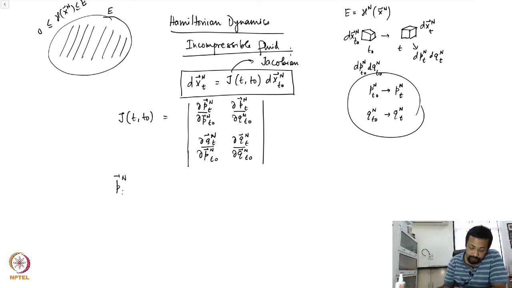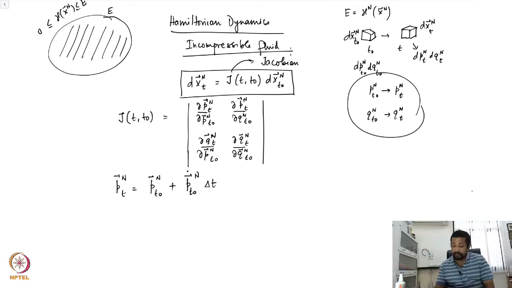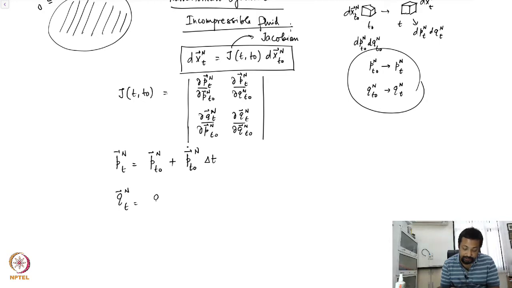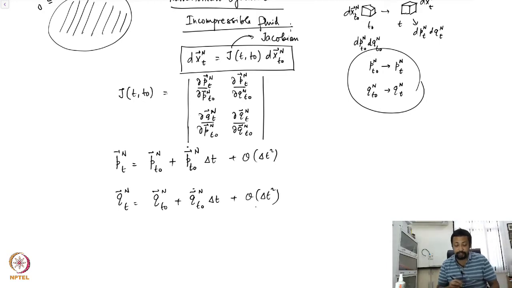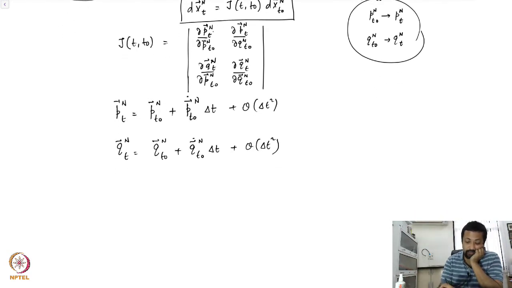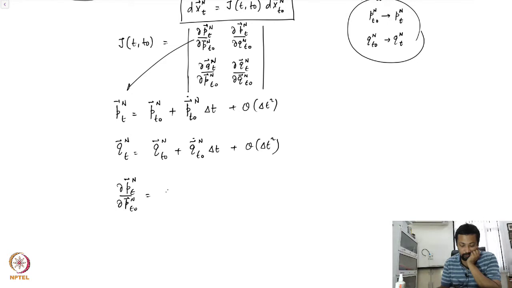But let's write down the equation for Pn of t, which is Pn of t0 plus P dot n of t0 times delta t, and Qn of t is Qn of t0 plus Q dot n of t0 delta t, plus, of course, higher order terms, delta t squared. Now let's look at this derivative. Del Pn t over del Pn t0 is 1 plus del P dot n t0 over del Pn t0 times delta t plus order delta t squared.